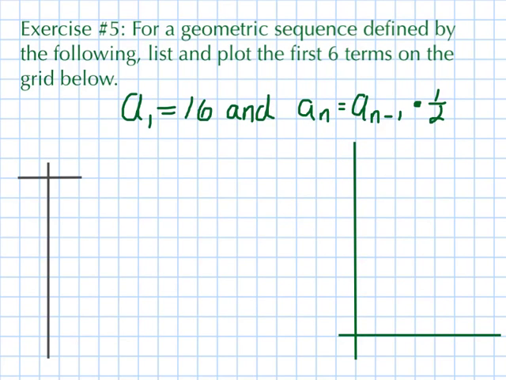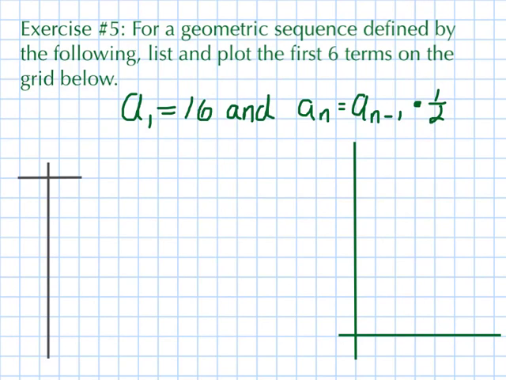I'm going to have you skip exercise 4 for the time being, and we'll come back to that as a class discussion and a class debate. So I want you to go now to exercise 5. It says, for a geometric sequence defined by the following, list and plot the first 6 terms on the grid below. The term that I gave you is a sub 1 equals 16 and a sub n equals a sub n minus 1 times 1/2. And this is a recursive formula.